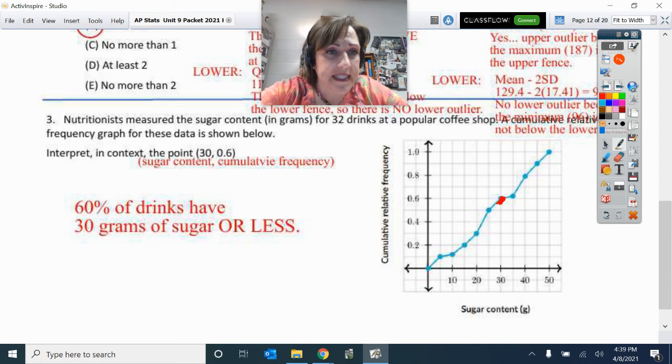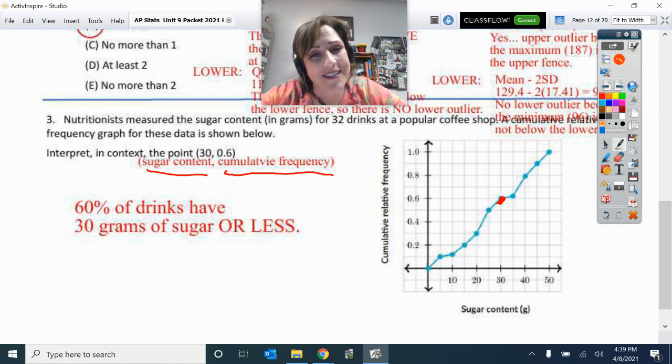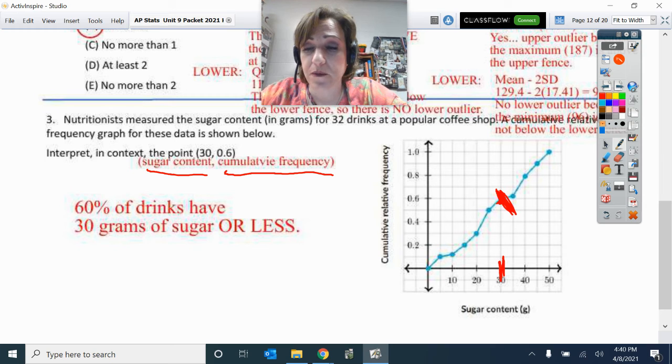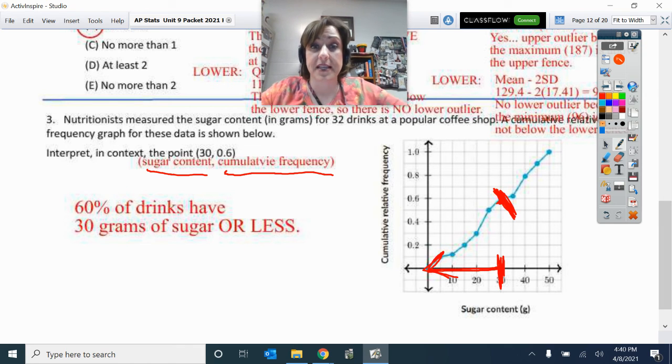So remember that the x-axis is the sugar content and the y-axis is the cumulative frequency. So that's telling me that 60% of the drinks have 30 grams of sugar or less. So it's this percent of the y's have this amount of x or less because of the cumulative nature of a cumulative relative frequency graph.